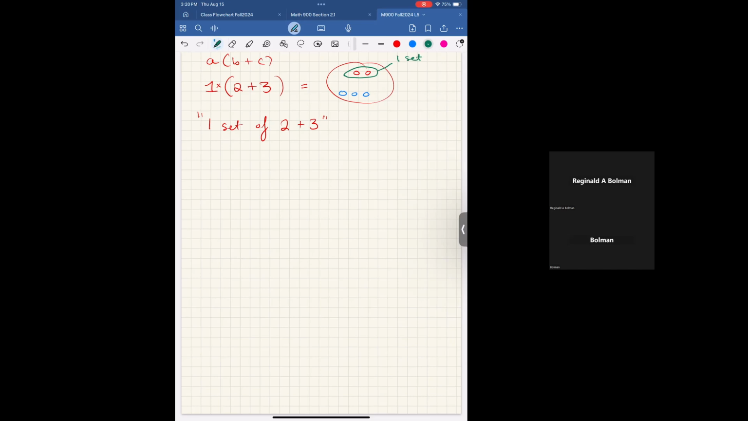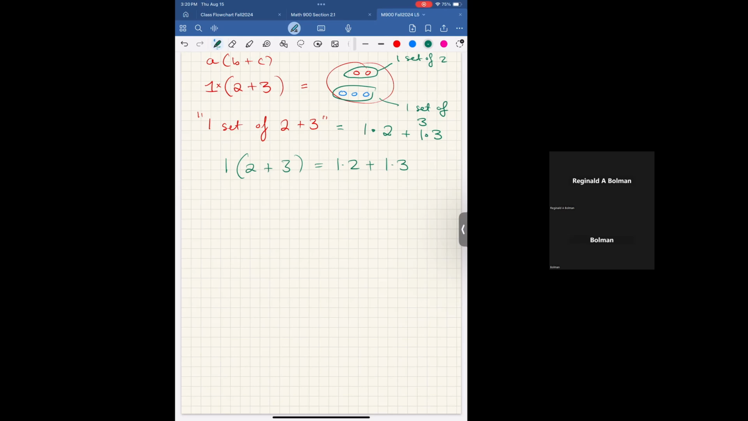Now, here's the interesting part. If you look inside the bubble, you've got one set of 2, and you've got one set of 3 inside of the bubble itself. So one set of 2 plus 3 is equal to one set of 2, which we could just say is 1 times 2, and one set of 3, which is the same thing as 1 times 3. So 1 times 2 plus 3 does indeed give us 1 times 2 plus 1 times 3.